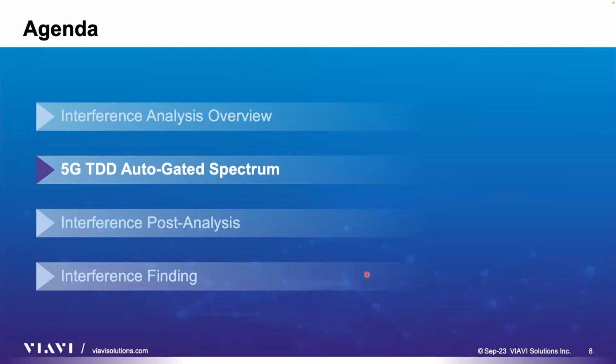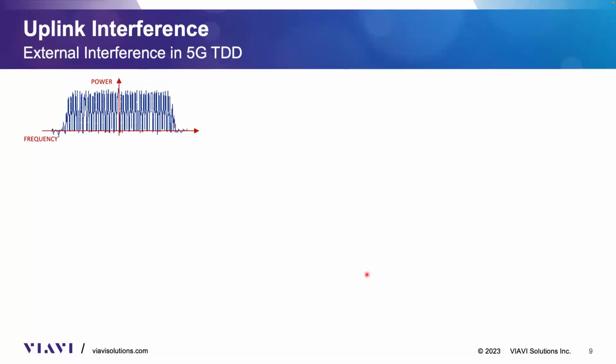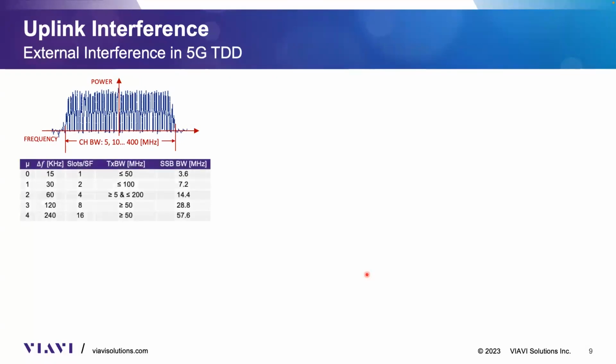Now, this is for LTE. What happens with 5G TDD? A couple of distinctions that I want to make between LTE and 5G. One is something that I briefly mentioned, the fact that we have different options in 5G. It's called numerology, and with all these options, we can have different subcarrier spacing.